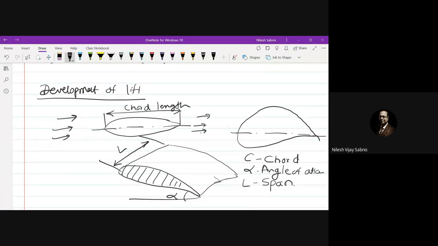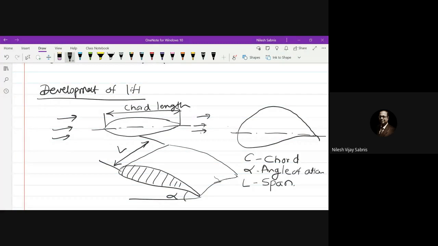So what will happen? The drag force on the aerofoil is always small due to the design of the body, which is already a streamline body. So what will happen due to the theoretical analysis? Some circulation will generate.